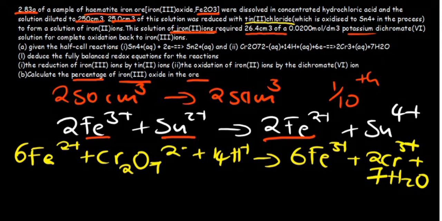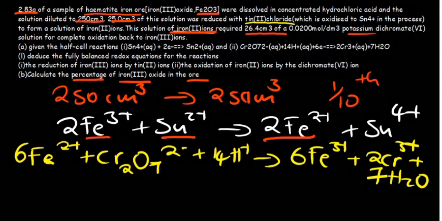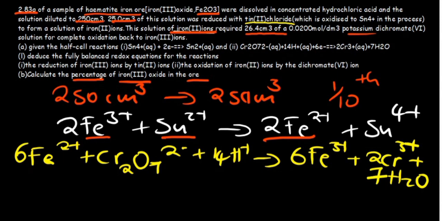In the first part of the question, we've been given the mass of the ore itself. Now we need to find the mass of the iron oxide so that we can get the percentage of the pure oxide from the total hematite ore, to see basically what we're going to have. So now we're going to move backwards. What are we told at the end of the question? The iron 2 ions, which is this part, required 26.4 cubic centimeters of 0.02 moles per decimeter cube. So this is the concentration.